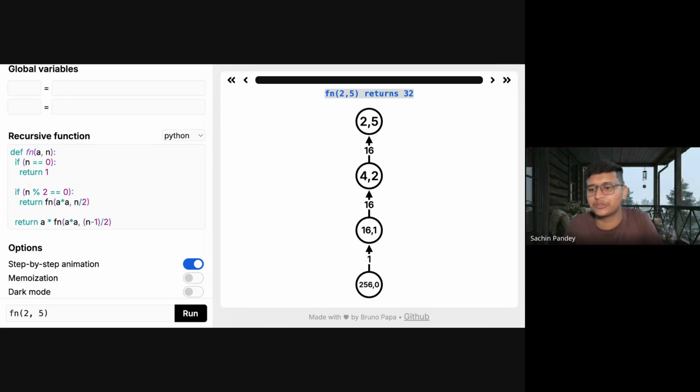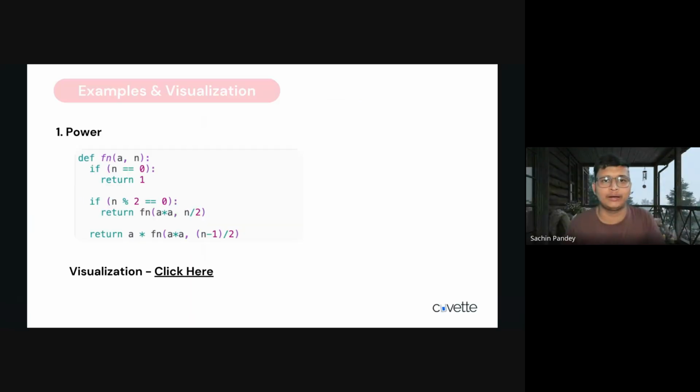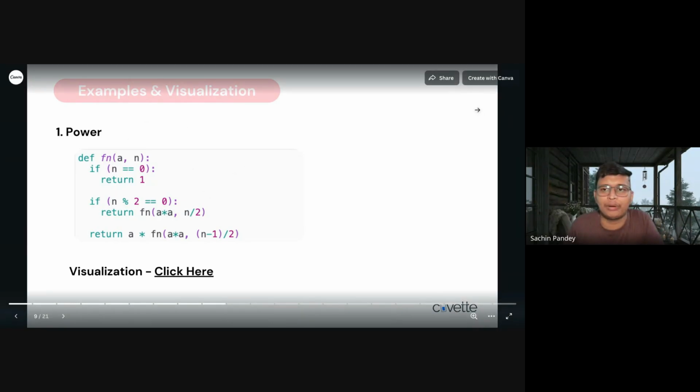This is the simple visualization that I did in front of you for a function that calculates the power of a number, a to the power n, where a is a positive number and n is also a positive number. I hope that is clear to all of you. Is it clear, guys? Everyone? I hope that makes it a bit clear. Cool. Great. So that is a simple visualization that we did for power.